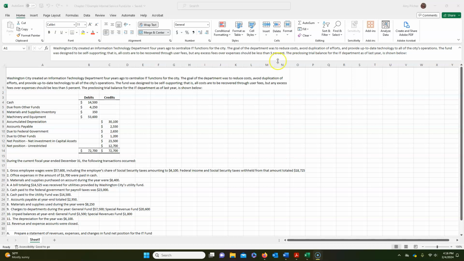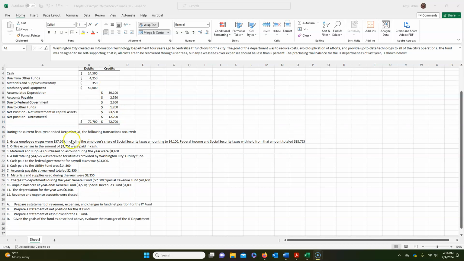So we have the pre-closing trial balance for IT as of the last year, and then the current year ended December 31st. The following transactions occurred. So we're going to record these 12 transactions, and then we're going to look at the 3 financial statements. The newer financial statement that we haven't seen before for a governmental entity is the statement of cash flows for an internal service fund. So let's look at each one of these transactions one at a time.